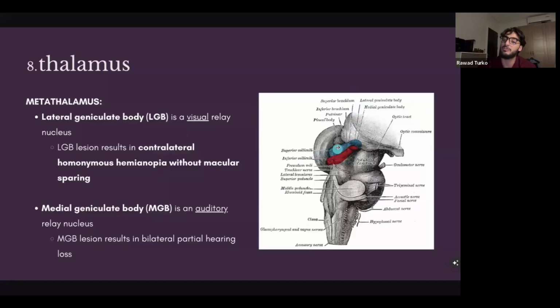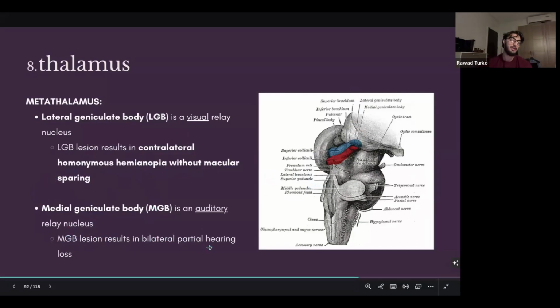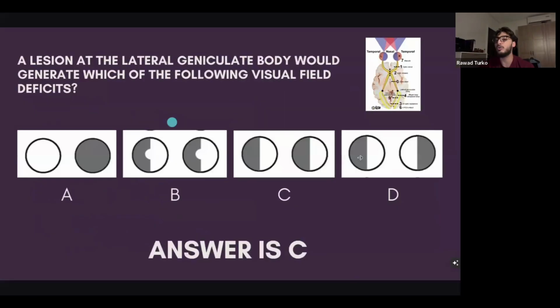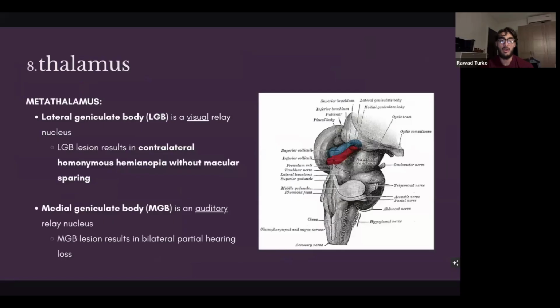Remember we talked about, I'm not sure if you remember this from your brainstem lectures, but the superior colliculi is also part of that visual relay station, and the inferior colliculi is part of that auditory relay station. So the medial geniculate body is an auditory relay nucleus, and an MGB lesion results in bilateral partial hearing loss. Okay? And it's important to know that this is the type of lesion that you would see. You're going to go into this in much more detail in the following block, I think head and neck. But it's good to know from now that this is the lesion that it would cause.